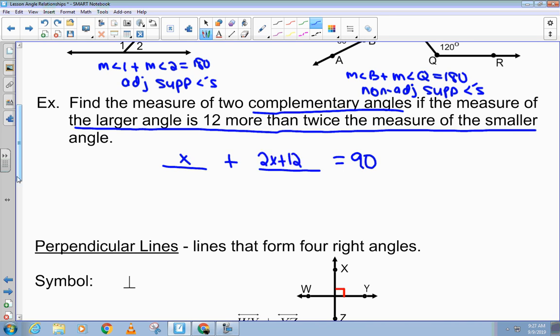Go back and read it. The larger is 12 more than twice the smaller. It's always important to go back and read what you come up with. So you've got your smaller, your larger. They add together to equal 90 because it says they're complementary. If they were supplementary, then they would equal 180. Alright, so let's solve this. We end up with 3x plus 12 equals 90. We're going to subtract 12 from both sides, so we get 3x equals 78. Divide both sides by 3, and I get 26. What does that represent? That represents the smaller.